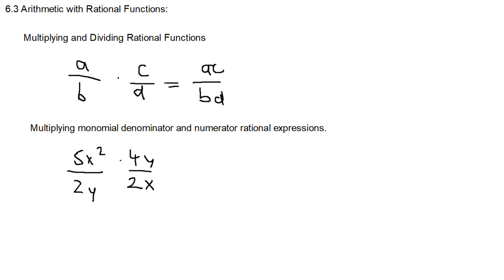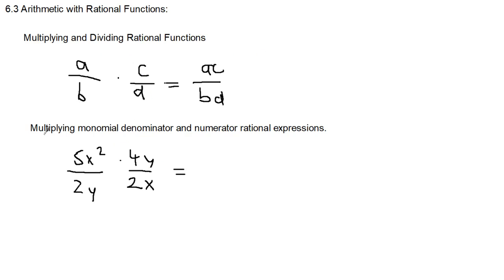Welcome to 6.3 Arithmetic with Rational Functions. Today we will be experimenting with rational functions and arithmetic, so plus, minus, times, and divide. If you want to multiply and divide rational functions, you do it just like you would to multiply and divide regular numbers. A over b times c over d equals ac over bd.